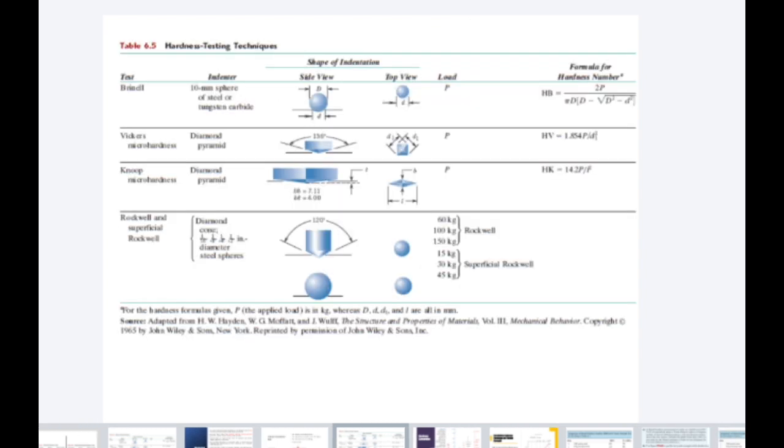Here you see, in the book, this formula is used for the Vickers micro hardness test, right? And we have the angle of 136 degrees between the opposite sides, and we measure D1 and D2 the same way like this. So this is how we perform the Vickers hardness test.